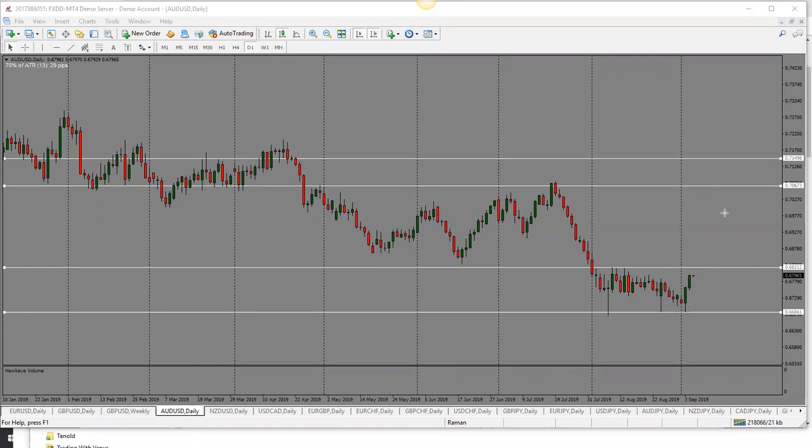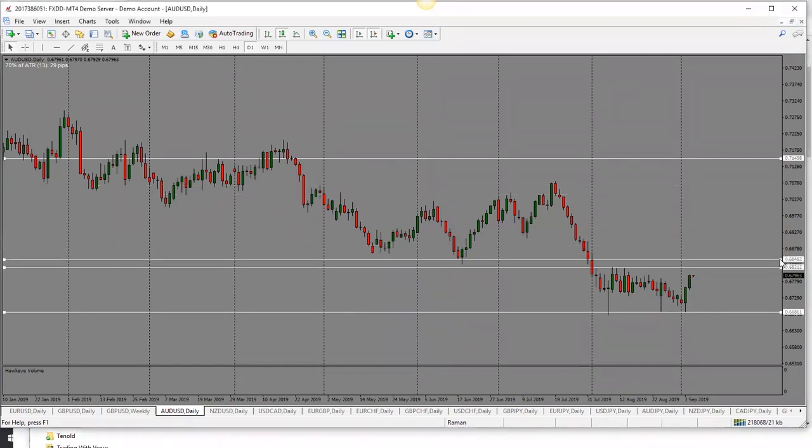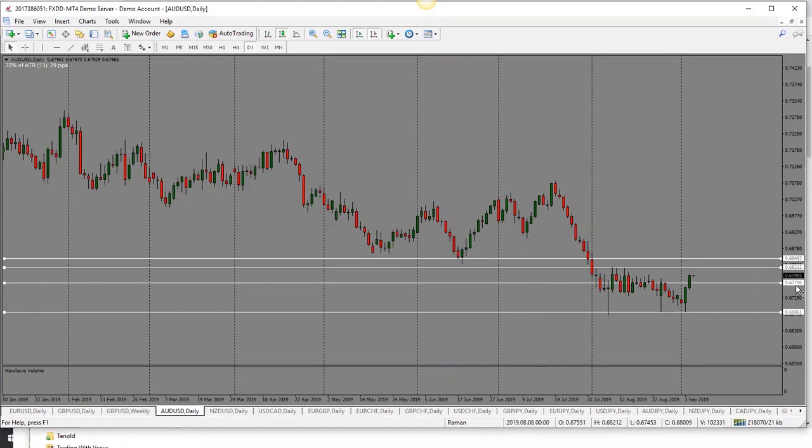And our first target here is 0.6820. And then second target would be into 0.6850 level here. So bullish bias. And in terms of our pullback, we could get a pullback into 0.6780. So for now, bias is bullish.